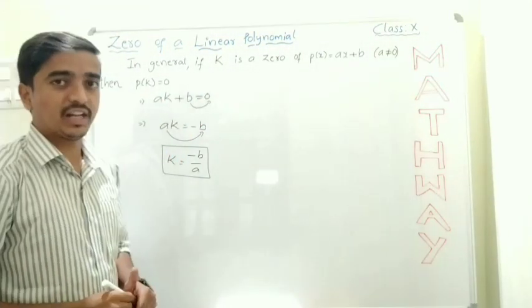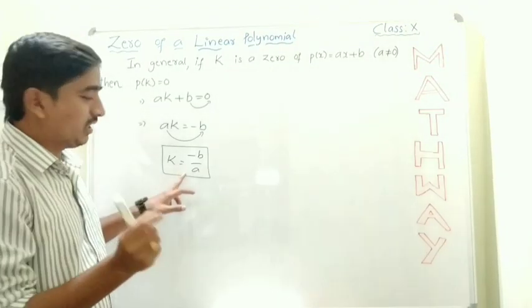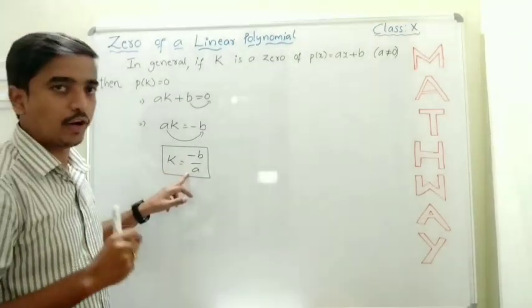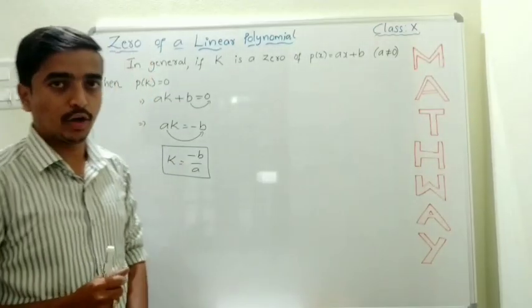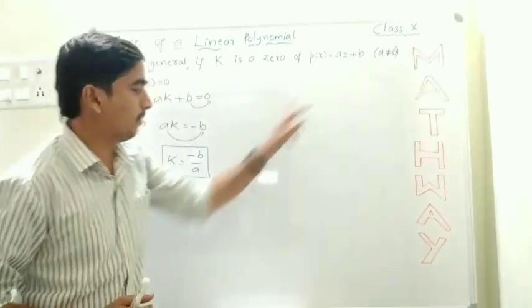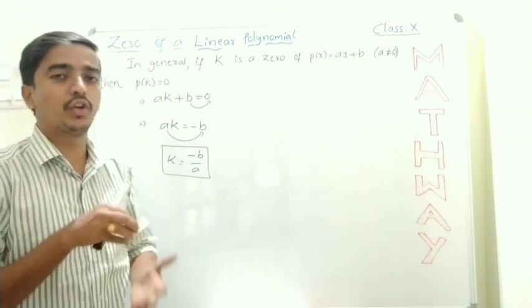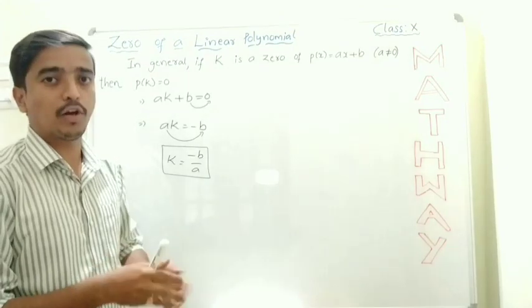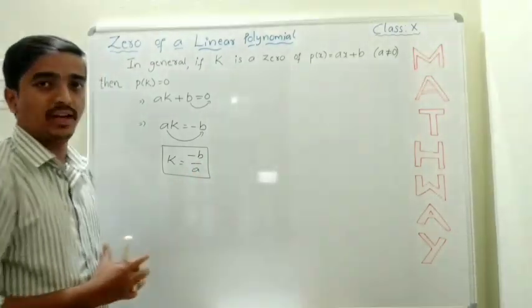So we can understand that there is a relation between the zero of a polynomial and the terms of the polynomial. Here b is the constant term and a is the coefficient of x. So the zero of a linear polynomial we can take as minus b by a.